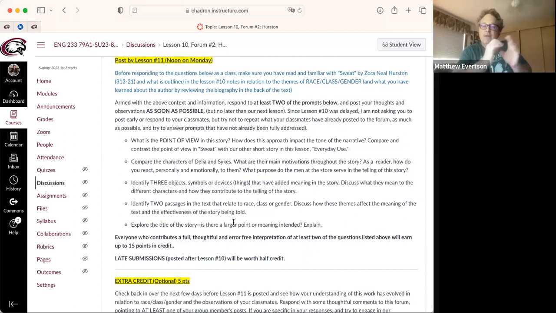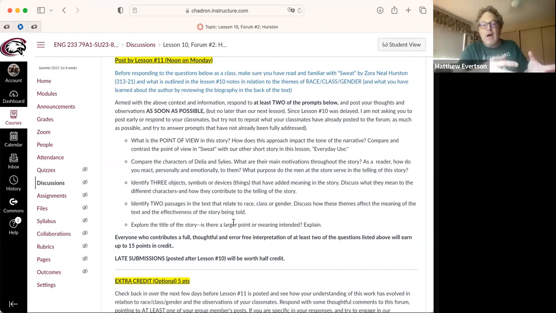Compare the characters of Delia and Sykes. These are the two primary characters. I think we can say without a doubt in this story, the protagonist is Delia. She's the one we're attached to. And the narrative point of view is one of third person, limited omniscience. We do have access to Delia's thoughts, but we don't really have access to any of the other characters' thoughts. In fact, the men at the store kind of serve as a kind of chorus, and that's how we're able to get some of those perspectives out. So Hurston is definitely following the more contemporary approach of using third person limited omniscience. The story was published in 1926 in Fire magazine, part of the Harlem Renaissance.